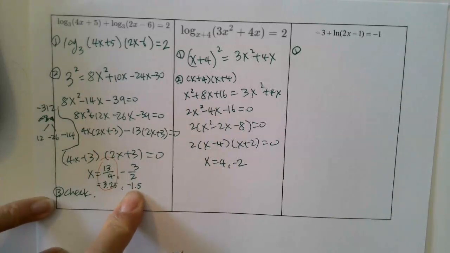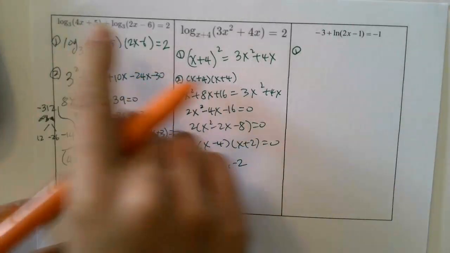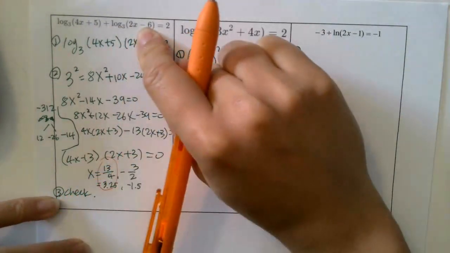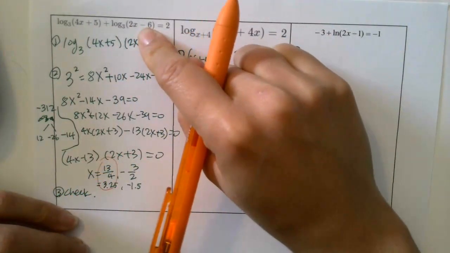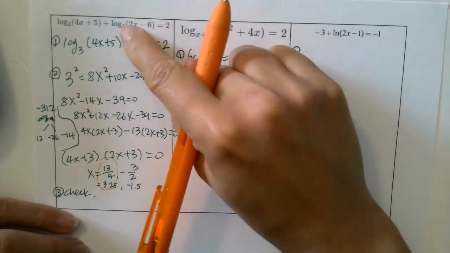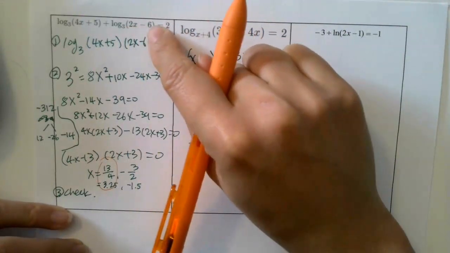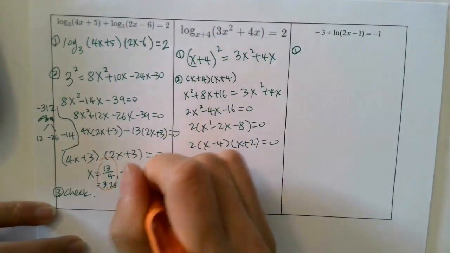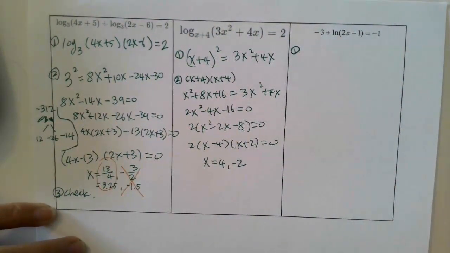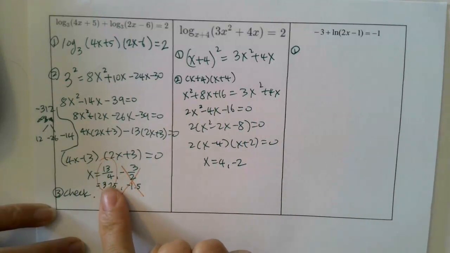What about negative 1.5? You know what? I'm not even going to plug it in the first one, but I'm going to plug in the second one. Because remember, what we were checking is whether it is going to make it negative or not. 2 times negative 1.5 is negative something. Minus 6 is definitely going to be negative. So that one is out. So you only have one solution. So that's why we need to always double check it.